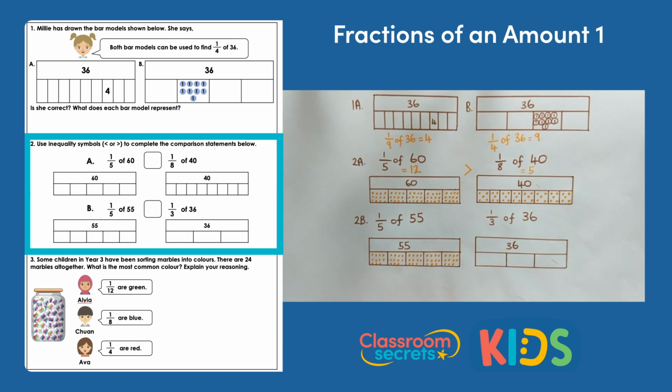There we have 55 dots, and they are shared equally into those 5 groups. In this group there are 1, 2, 3, 4, 5, 6, 7, 8, 9, 10, 11, which is the same as in all of the other groups. So 1/5 of 55 equals 11. Moving on to the final bar model. 36 shared between 3 equal groups.